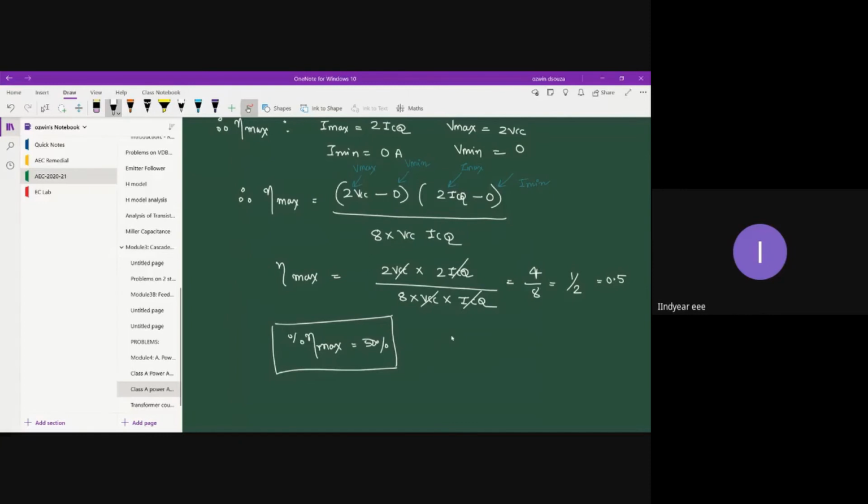Whereas for a practical circuit, the efficiency cannot be 50% because there are losses associated in resistors, transformer windings, etc. So for a practical circuit, the usual range of efficiency is going to be 30 to 35%. So this is the usual range. But then the efficiency is very poor for a class A power amplifier.